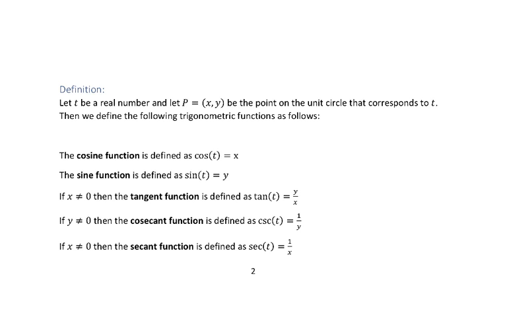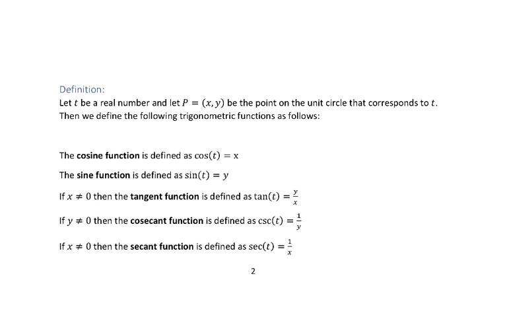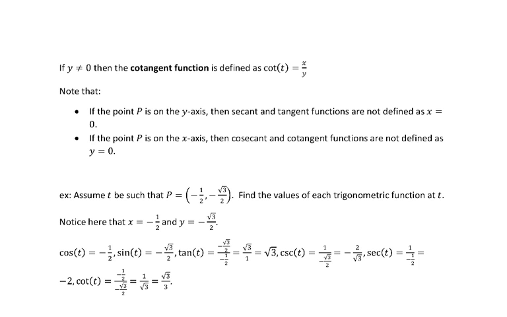You do have to be careful because, as you can see from these formulas, if x is 0 or if y is 0, basically if your point P happens to be on the x-axis or the y-axis, then not every trig function will be defined. And that's really what I'm saying here. In particular, if you're on the y-axis, your x is 0, so your tangent function, because you're dividing by x, and your secant will not be defined. That's just because you'd be dividing by 0, which you never do. And likewise, if you're on the x-axis, your cosecant and cotangent are not defined.